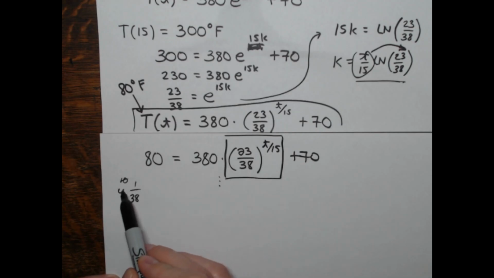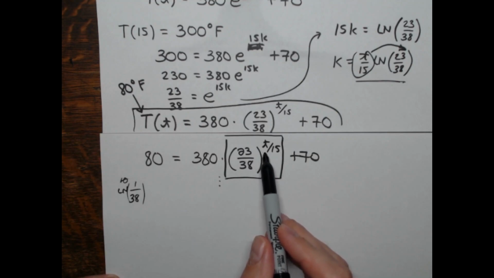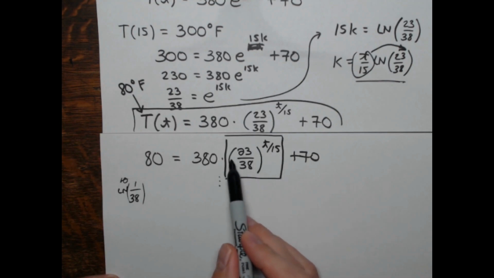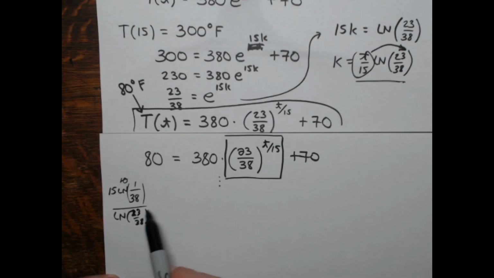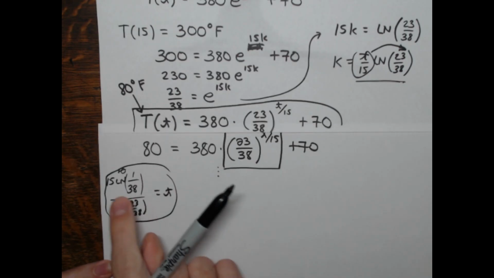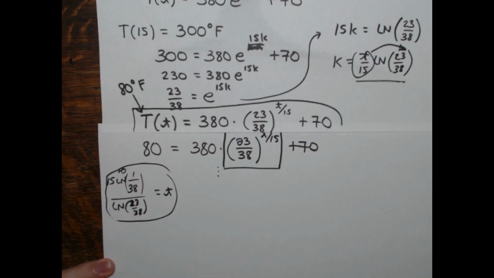Do the natural log of both sides. And then you'd have t over 15 times the natural log of this. So I'd multiply this by 15 and then divide by the natural log of 23/38. And this will be t. All right, so there's how long: 15 times the natural log of 1/38 divided by the natural log of 23/38.